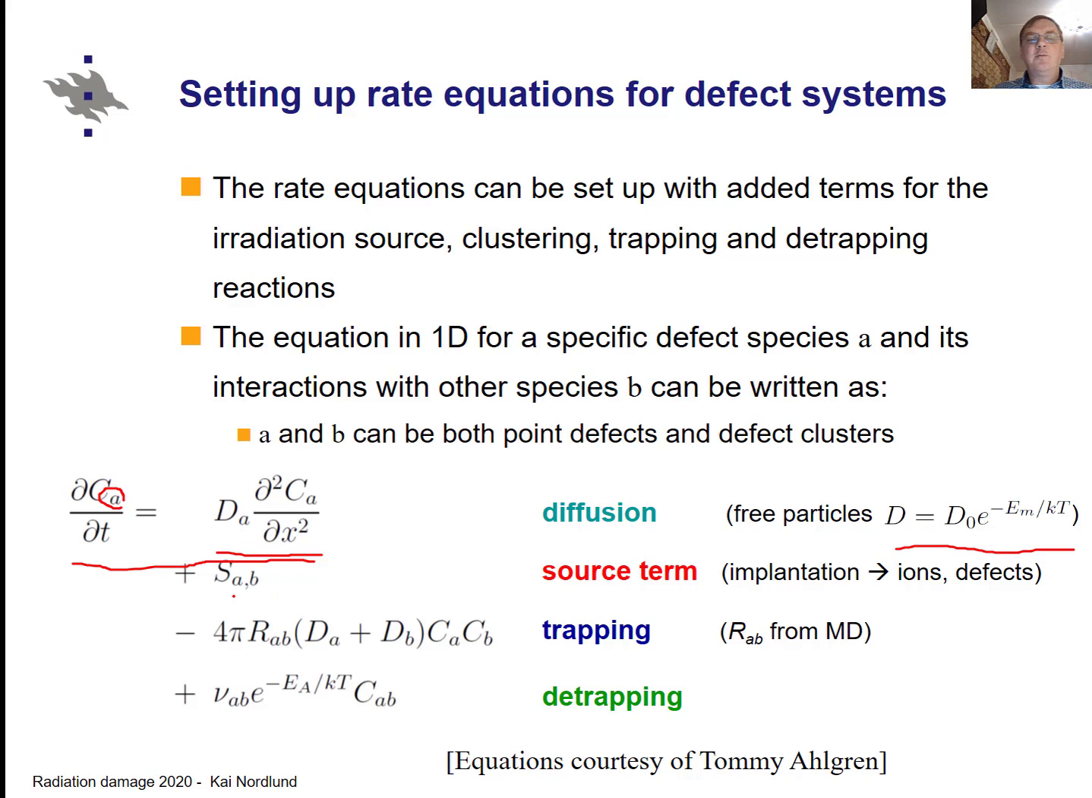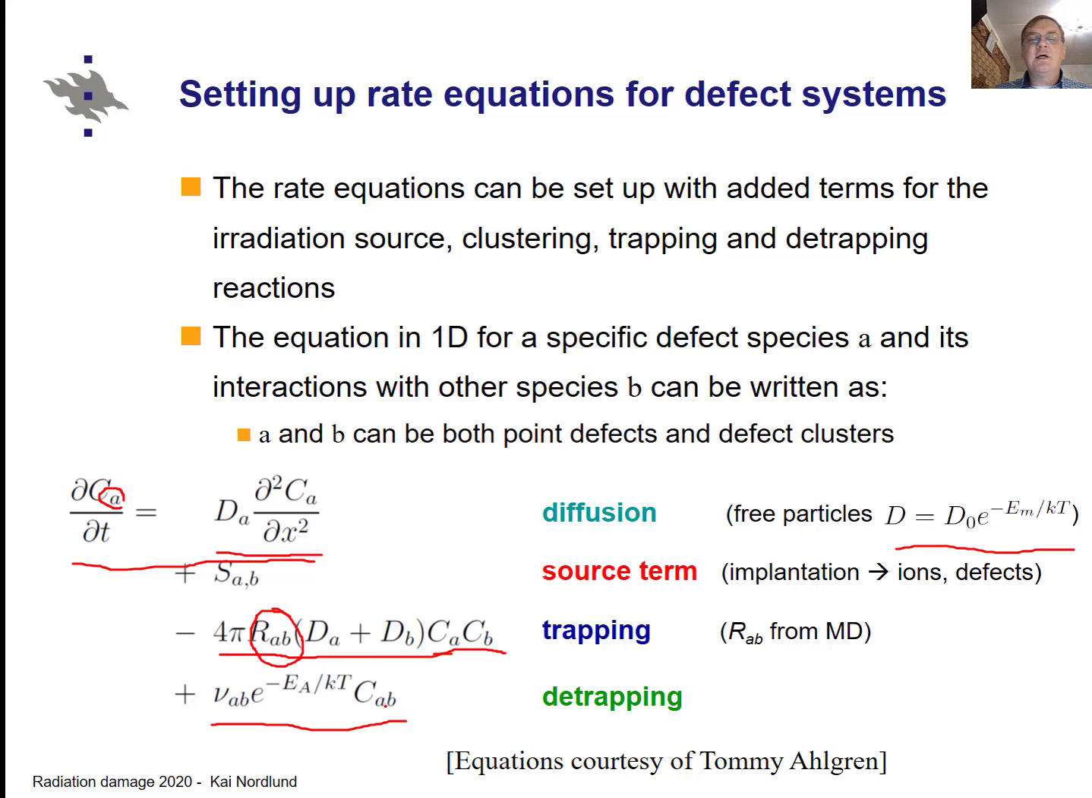But then to be able to deal with more species, one can add the interaction between species, and this is the 3rd term here. So this is the trapping equation, which means that you have concentrations of 2 different species, Ca and Cb. Obviously, the probability of trapping will be related to the product of these concentrations. Then you have both diffusion terms and the radius, which is known as the radius of trapping, which can be obtained, for instance, from molecular dynamics or density functional theory simulations. Then the detrapping, which was mentioned, can also be included.